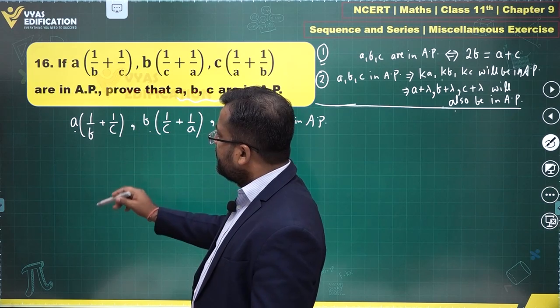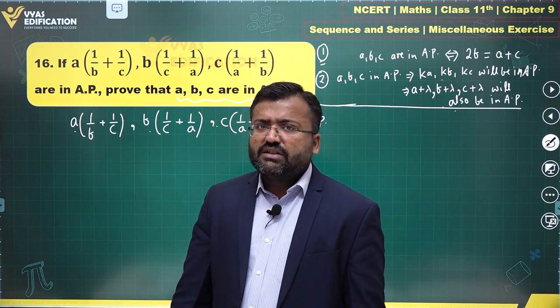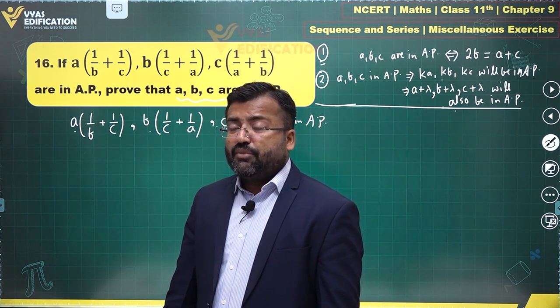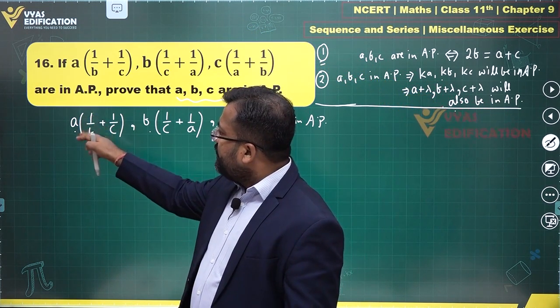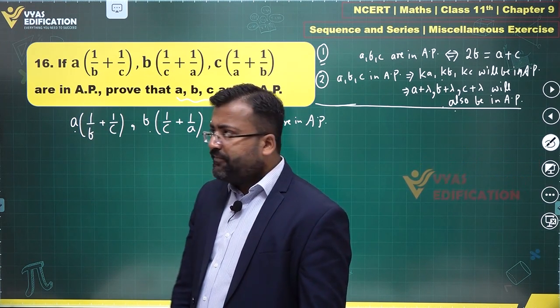This is A upon B, A upon C. Something is missing from here. What is that? A upon A. Had there been A upon A, life would have been a bit simpler, right? Because 1 upon A, 1 upon B, 1 upon C will come in the bracket, right?